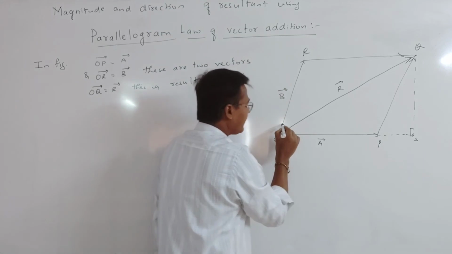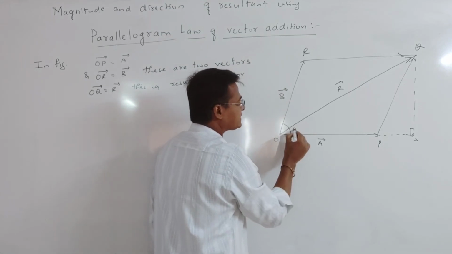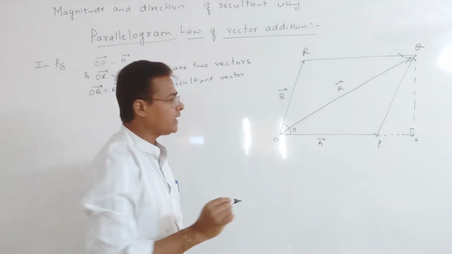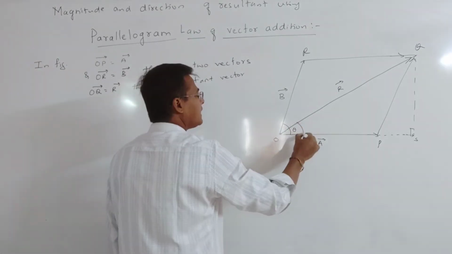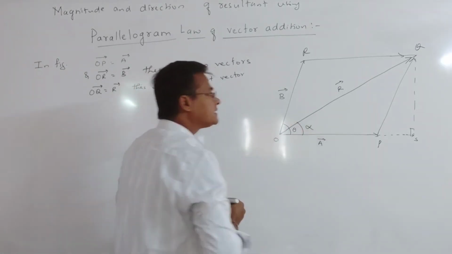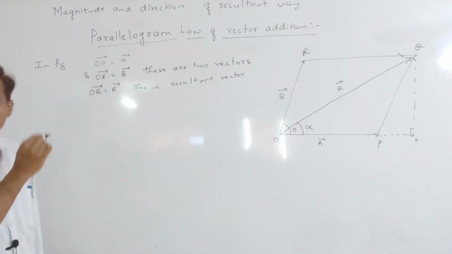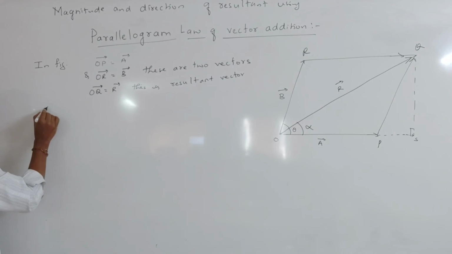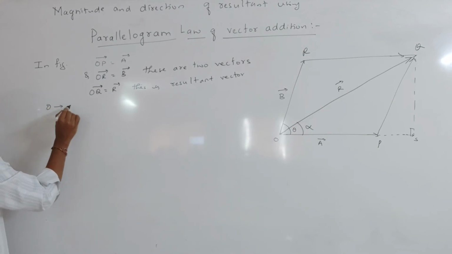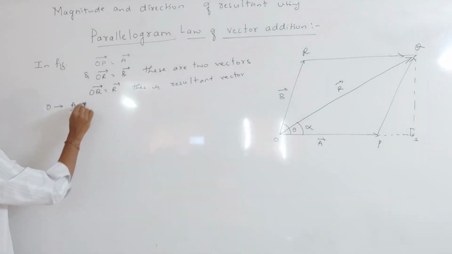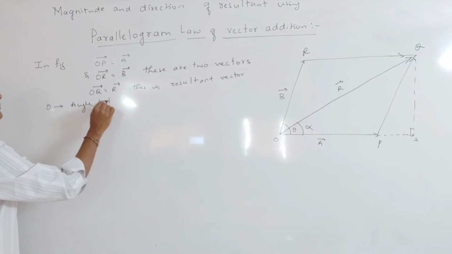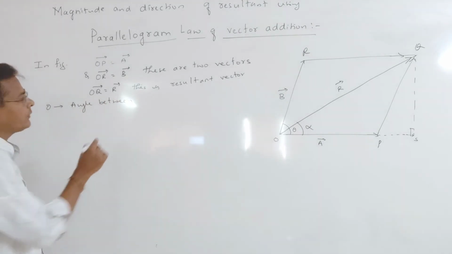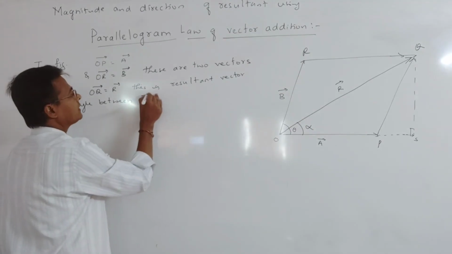The angle made between the two vectors is theta, and this is the angle between the resultant vector and a vector. So here theta is the angle between a vector and b vector.